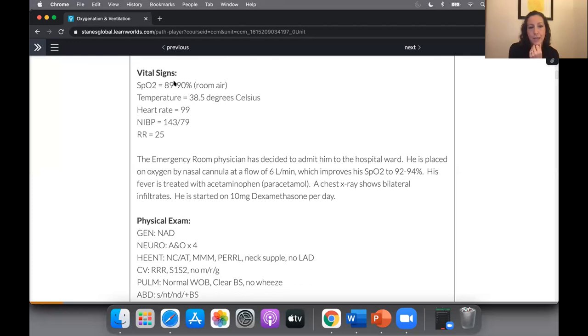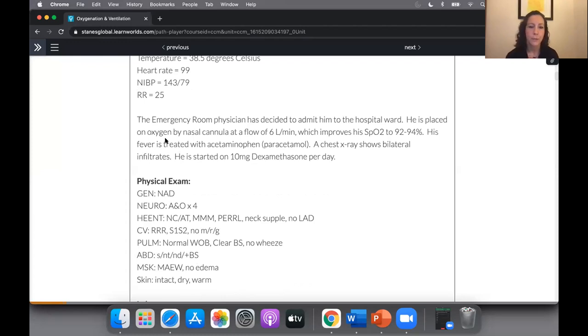His temperature is 38.5. Heart rate is 99. His non-invasive blood pressure is 143 over 79, and his respiratory rate is 25. So he's presenting to the emergency room, and the emergency room physician has decided to admit him to the hospital ward. He's placed on oxygen by nasal cannula at 6 liters per minute. And his SpO2 improves and now is 92 to 94%. His fever is treated with paracetamol, which we call acetaminophen. His chest x-ray shows bilateral infiltrates, and he started on dexamethasone 6 milligrams per day.